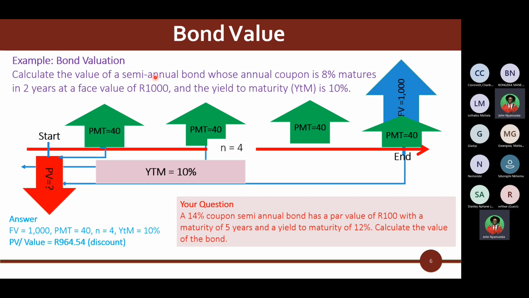Okay, so calculate the value of a semi-annual bond whose annual coupon is 8%, matures in 2 years at the face value of 1,000. So the coupon, or the amount it's paying per year, is 8% of 1,000, which is 80. But we are told it's semi-annual, so it's paying half yearly. So it pays 80 for the year, but half yearly it pays 40. Are you happy with that?